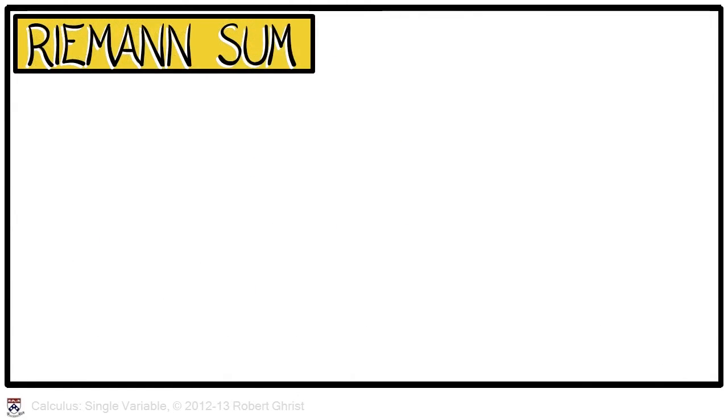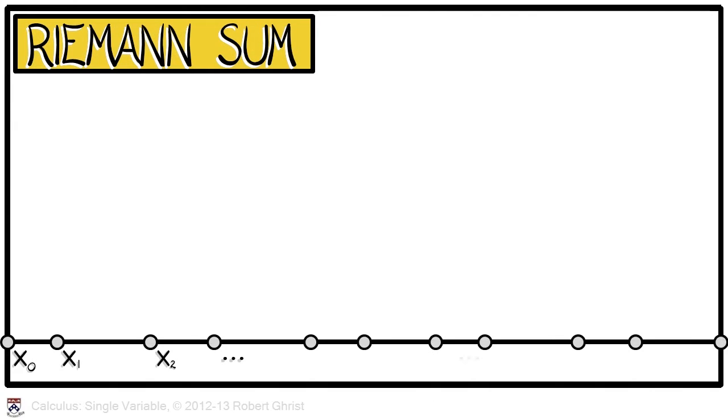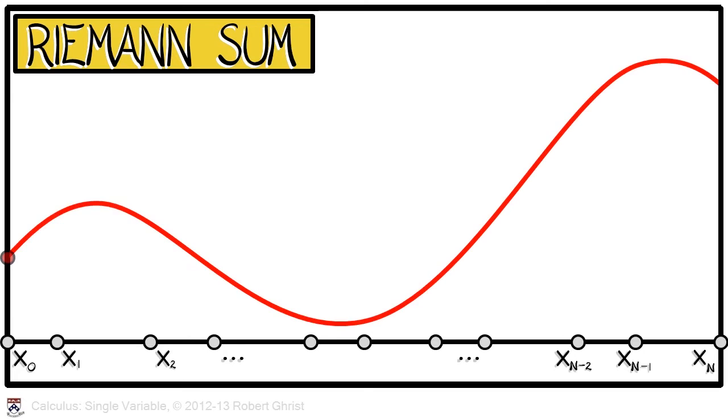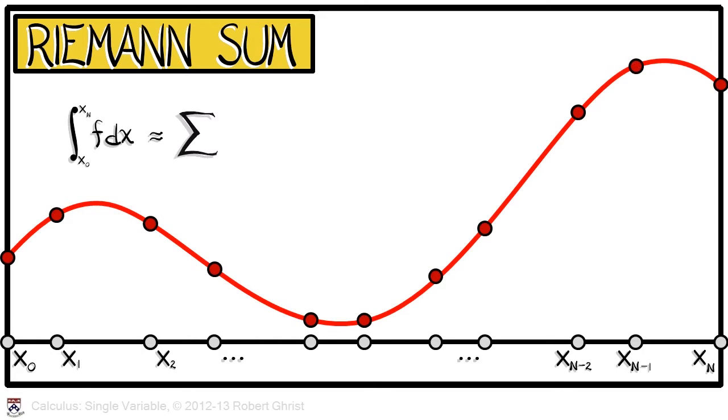The simplest approximation is the Riemann sum itself. If we consider our sequence of x values and our sequence of f values as determining the partition and the function values, then we can write out a Riemann sum of the form sum n goes from 0 to capital N minus 1 of f sub n times delta x n, that is the forward difference of x.